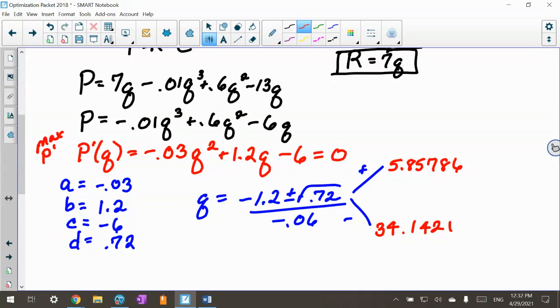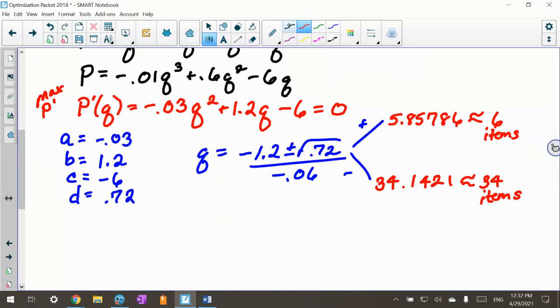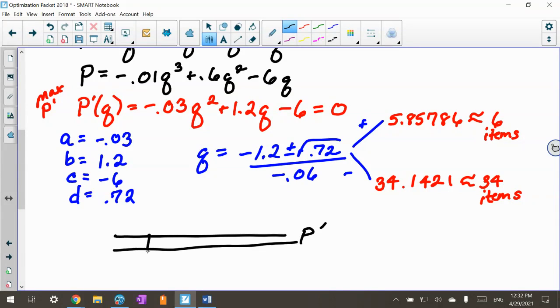What we're going to do is call this one 6 items, because you can't sell part of an item. And this one, we're going to round to 34 items, because you really can't sell part of an item. So that's what I've got to look at. We have to see which one is max profit. So I'm going to set up a P prime sign chart with both of these. I'm going to have a 6 here, and a 34 here.